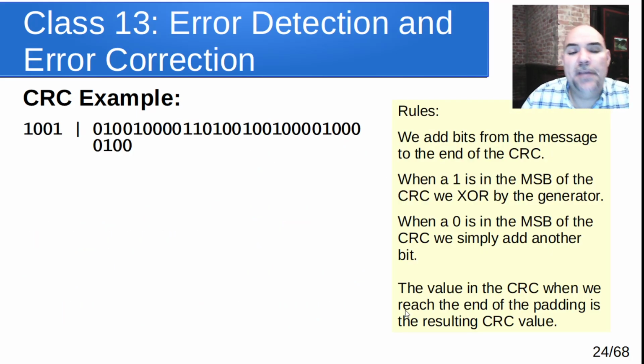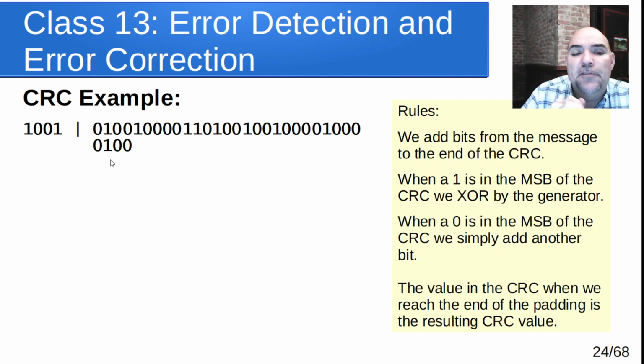So here's the rule. We take our generator, we start out with zeros, and we add 1 bit at a time to the end of those zeros, adding bits from the message to the end of our CRC. So our CRC value starts out as the first 4 bits, and you just add the bits to the end as you go. When a 1 ends up in the 4th position, the 4th one over from the right, then we XOR by the generator. So the generator will come down here and XOR whenever we get a 1 in the most significant position.